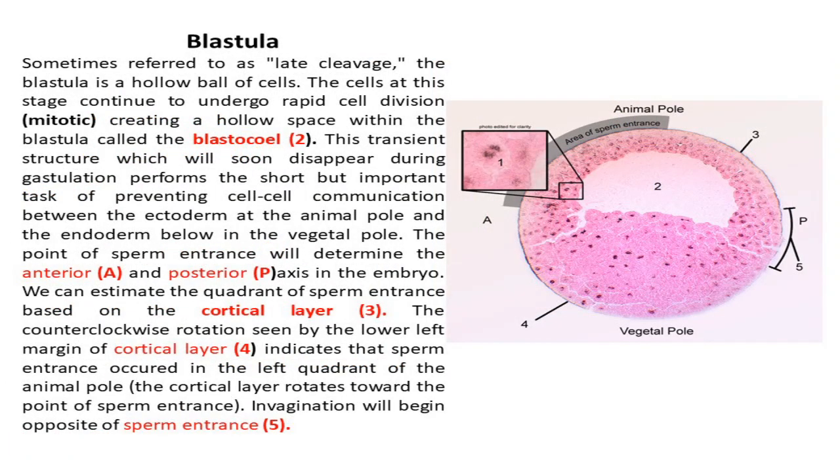The next stage is known as the blastula stage. At this stage, a fluid-filled cavity appears in the embryo, and the cells keep on dividing. The macromeres are present at the vegetal pole while the micromeres are present at the animal pole.